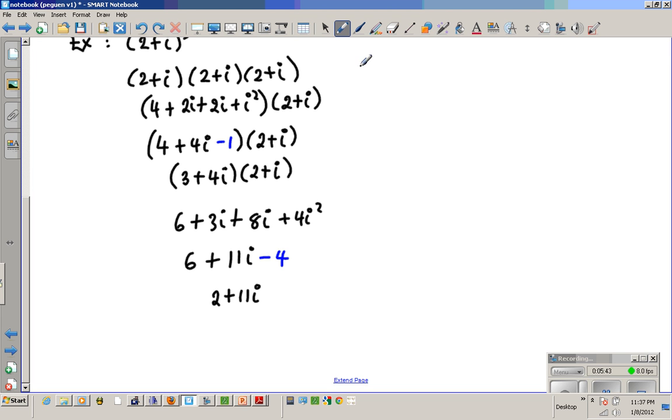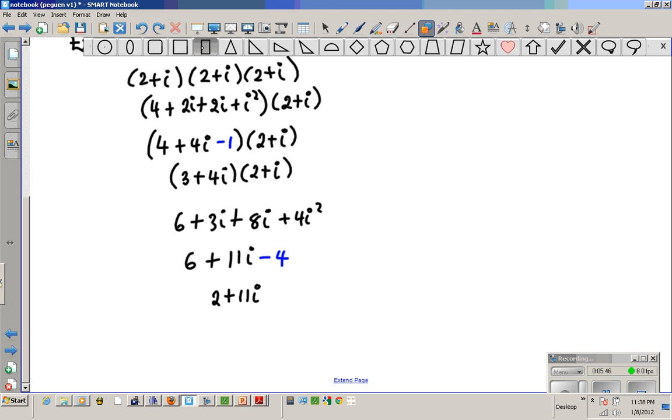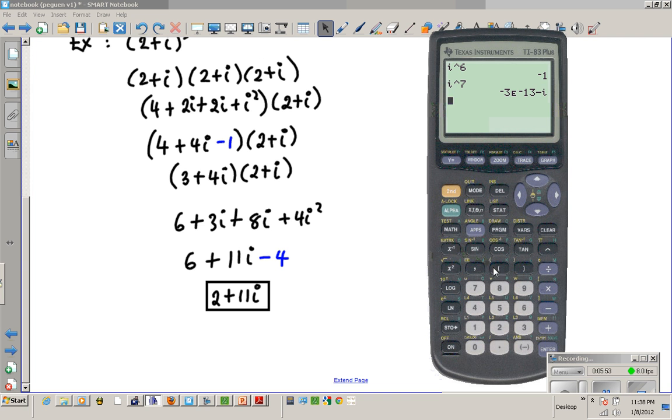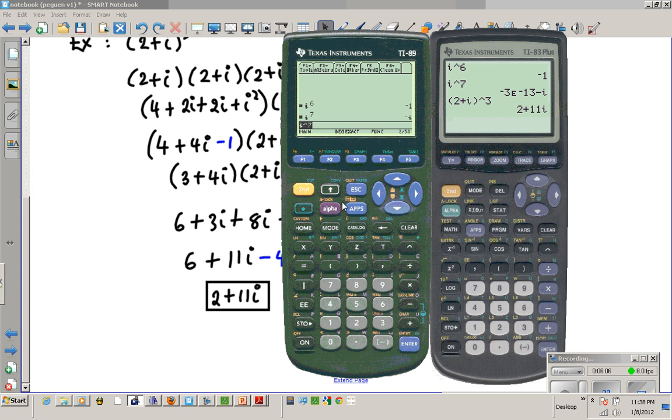Okay, see how much work we did, how long it is? A lot of room for error, but guess what? You can do all these computations with your TI calculator. So all you just do is (2 plus i) caret 3, boom, 2 plus 11i. Same story with the TI-89. Basically, you have 2 plus i raised to the third power. Boom. That gives you your answer, 2 plus 11i.